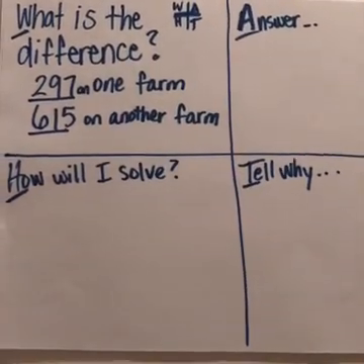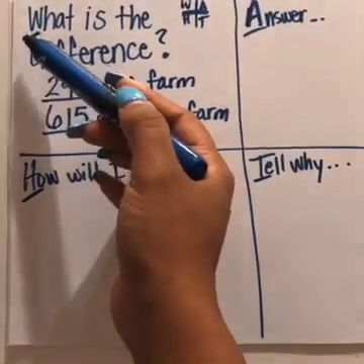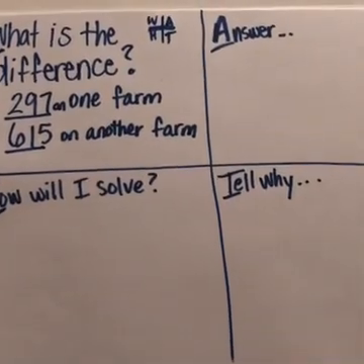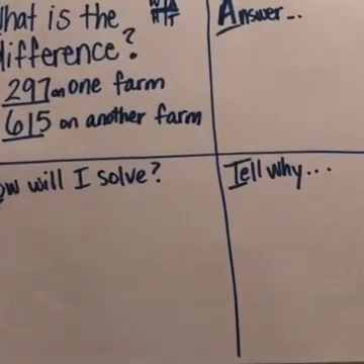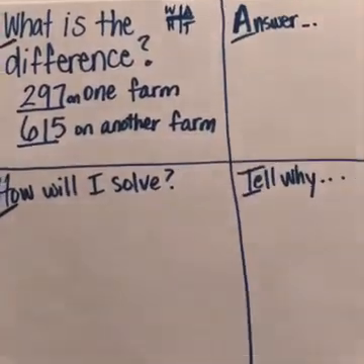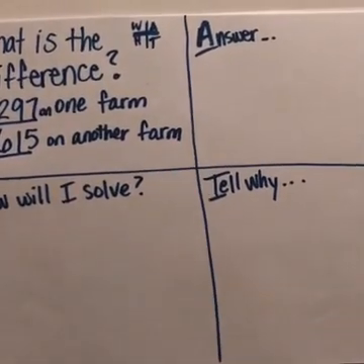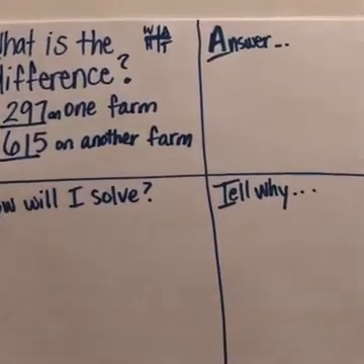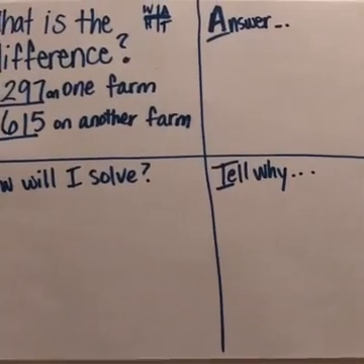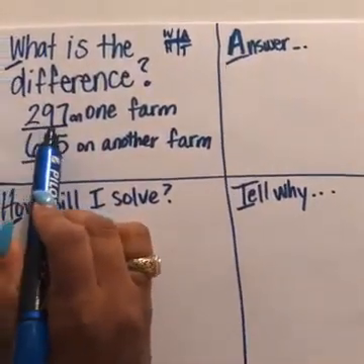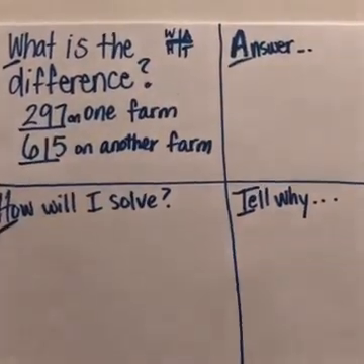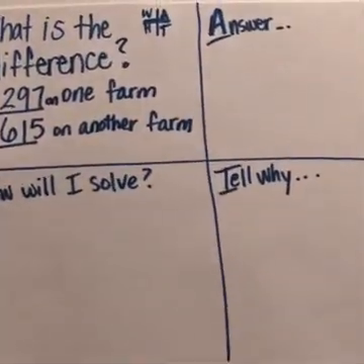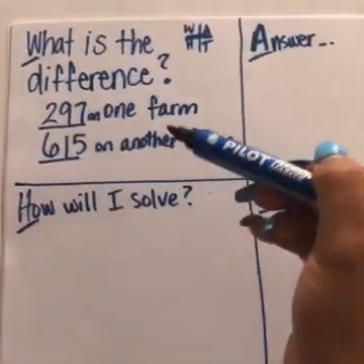So the first step in the SAY WHAT strategy is the W. And usually that is for what is the question and what are the important details. For the sake of space, I did not write that step out, but I just went ahead and did what it was asking me to do. So in that problem, we basically just want to know what is the difference. Okay. The important details that we know is that there are 297 peaches on one farm. And we also know that there are 615 on another farm. Okay. So in this space, that's all we're trying to do.